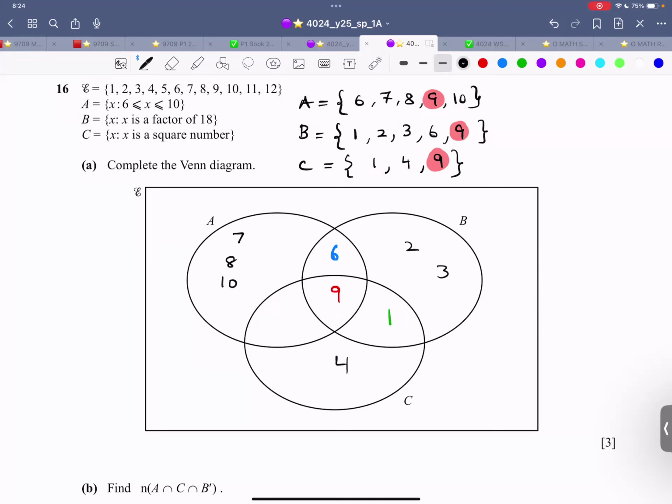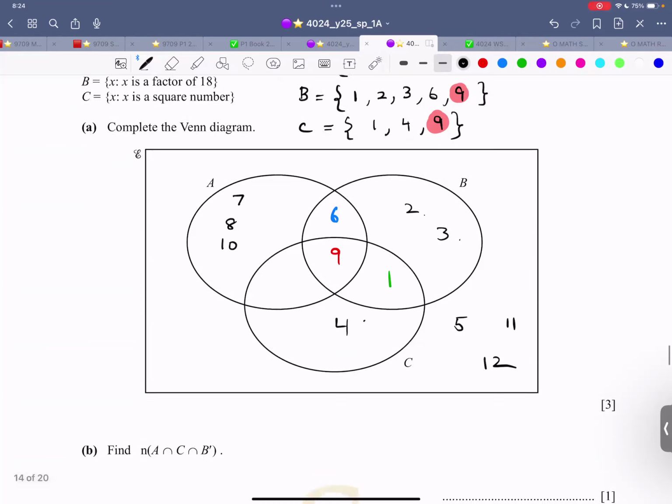Now, are there any which are not part of it? They are on the outside. Of course, there are many. 1 is there, 2 is there, 3 is there, 4 is there, 5, 6 is there, 7 is there, 8 is there, 9 is there, 10 is there, and then 11, and then 12. These 3 come on the outside. That's how you fill it up.